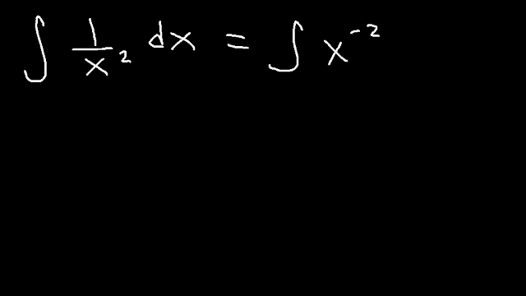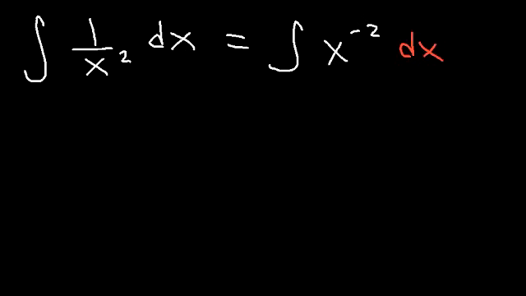What is the antiderivative of 1 over x dx? Now you might be thinking of this. Actually, before we do that, what is the antiderivative of 1 over x squared dx? Let's go over this one first. We'll get back to 1 over x. To do this, you need to rewrite the expression. If you move the variable from the bottom to the top, the 2 is going to change to negative 2. And that's what you want to do.